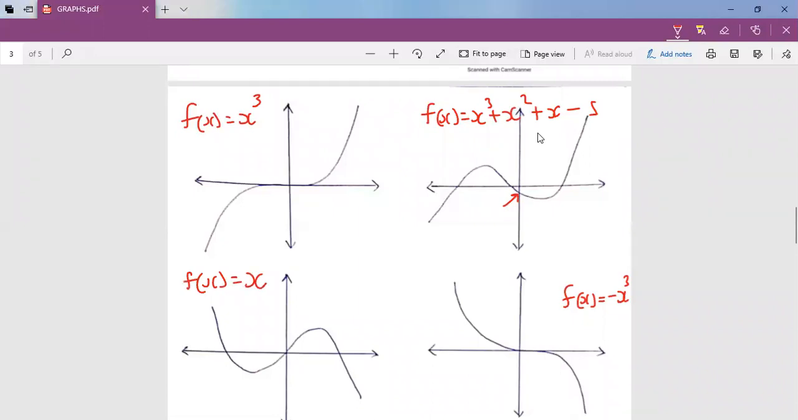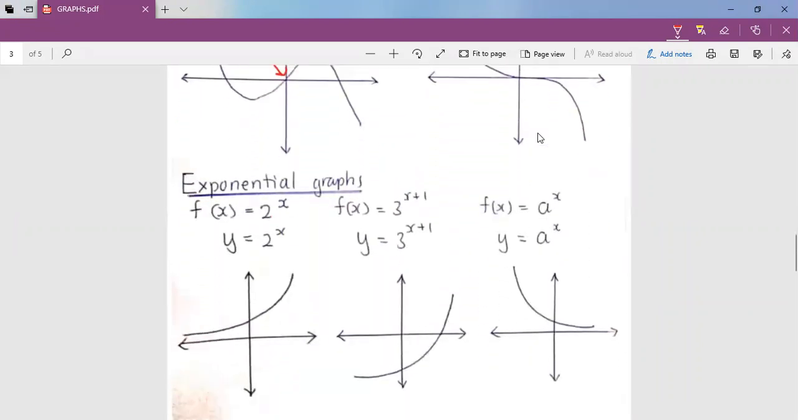And maybe this one could be f(x) equals x cubed plus x squared, something like that, maybe plus x. Why is there no constant? Because I can see here it's touching 0, 0, and 0, 0 is the origin. So I don't need to keep the constant value. So these are the first three important graphs.